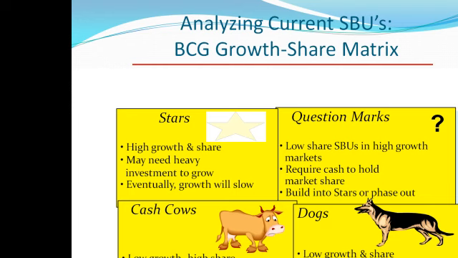If you have 5 or 6 companies, you highlight which ones are stars, cash cows, and dogs. And last but not least are the question marks. You have low share SBUs in high growth markets, they require cash to hold market share or not, and you decide how to build them into stars or phase them out. So those are the companies that you will put in ranking order, giving them these emojis of star, dogs, and question marks.